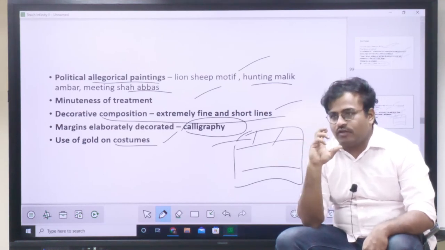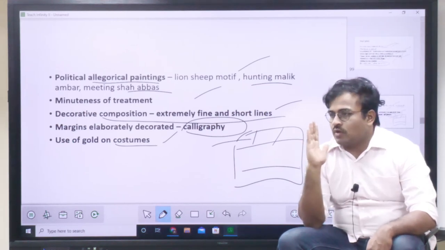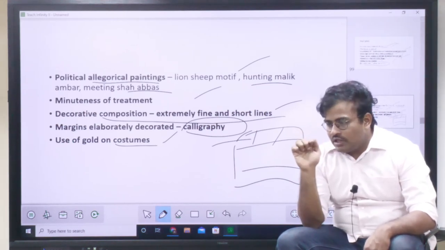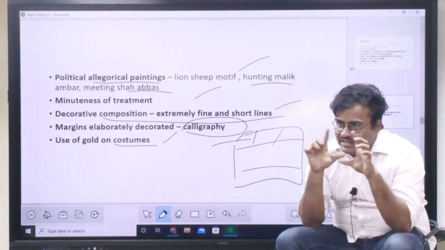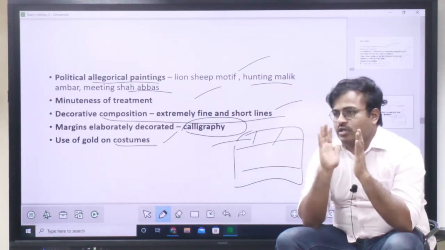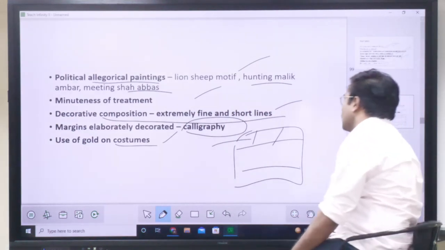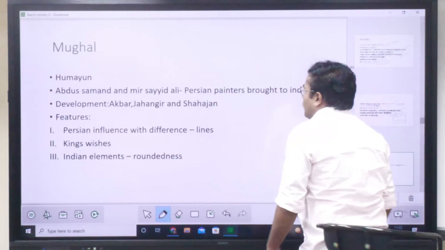Okay. So these are some of the important elements with respect to the Mughal painting tradition. And there is a lot of emphasis on detailing and decoration. And all the paintings are surrounded by beautiful calligraphy on the margins. Calligraphy on margins is the most important aspect here. Is this clear? Okay, so this is the story. Now just have a look at the next important painting traditions.